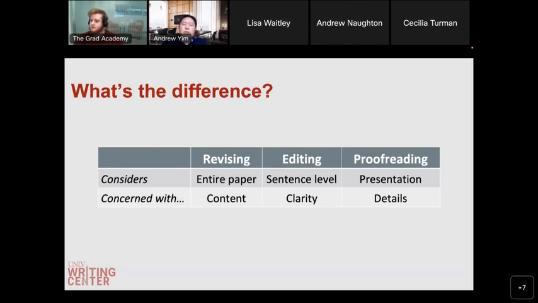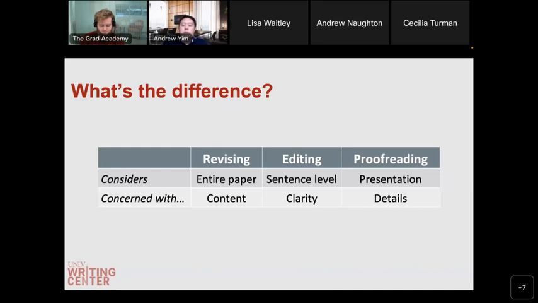The second part that we think about afterwards is this idea of editing. Editing is really focused on sentence-level issues. So if you're trying to clarify verb usage, nouns, the words you use, you might be more concerned with editing. It has more to do with clarity and sentence structure. Revising and editing is something that you can do throughout the paper.